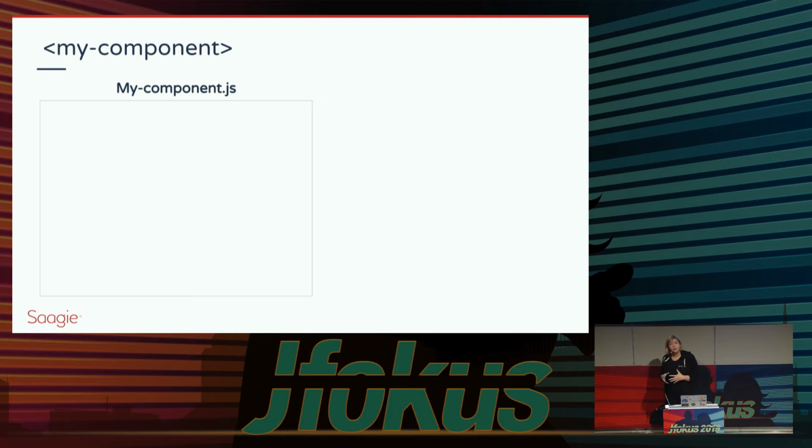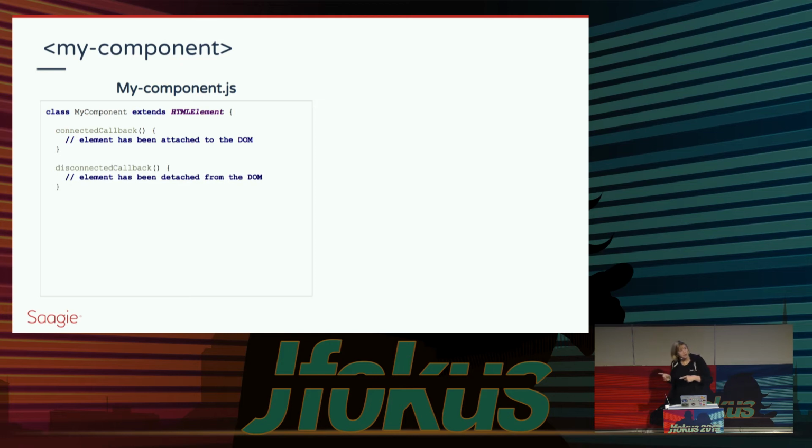Declaring your own web component is very simple. You're going to create a JavaScript file, and you're going to declare your component which extends the HTML element. And then you're going to have access to several methods through the API to manage the lifecycle of your component. So first you get the connectedCallback method, which is called every time the element is attached to the DOM. You get the disconnectedCallback method, which is called every time the element is detached from the DOM.